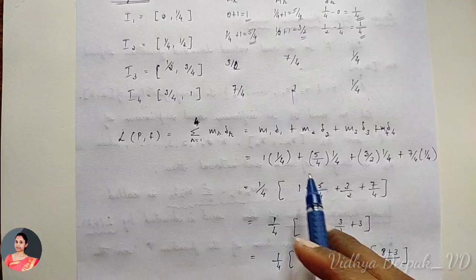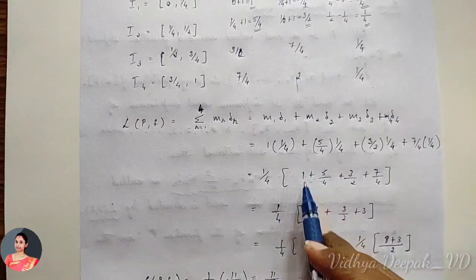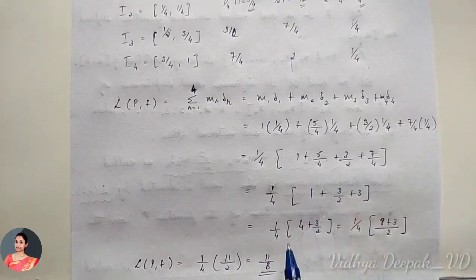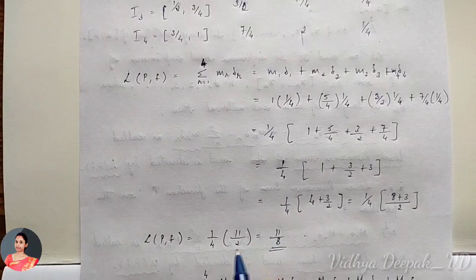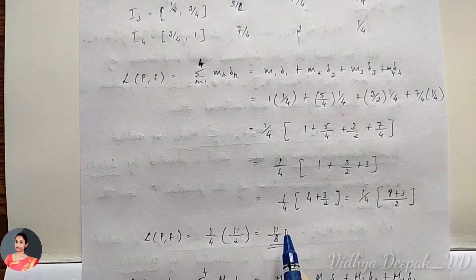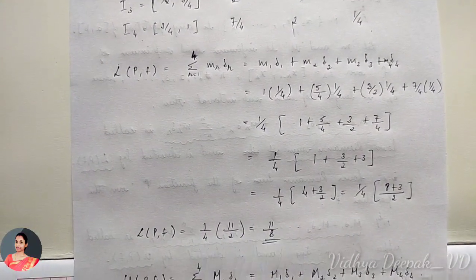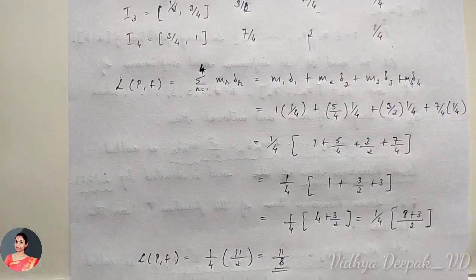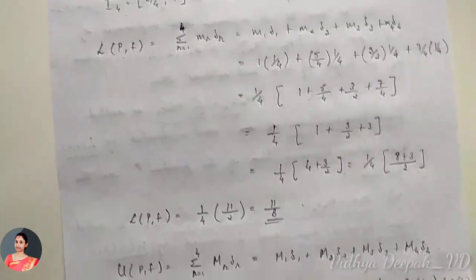Substitute, simplify, we will take 1 by 4 common outside, the remaining will be this. Simplifying this, we will get it as 11 by 2. So 1 by 4 into 11 by 2 gives you 1 11s are 11, 4 2s are 8. So your lower Riemann sum is 11 by 8.